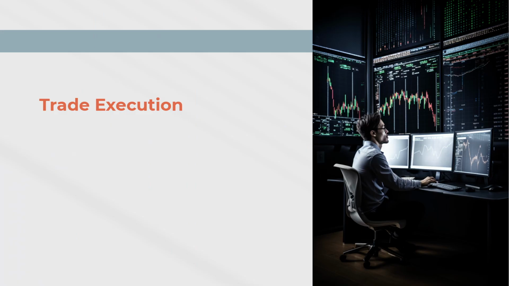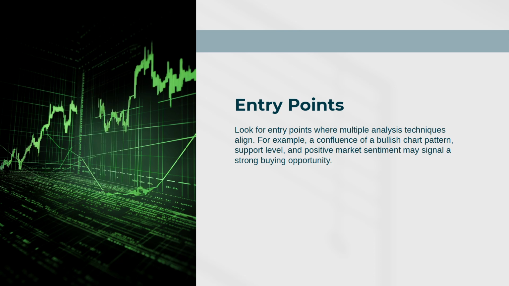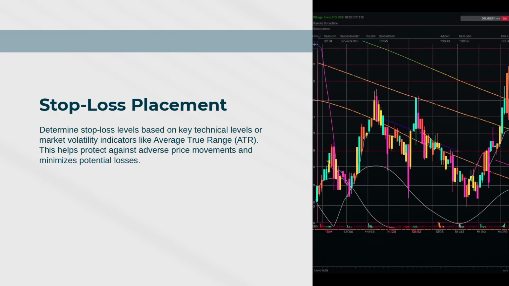Trade execution. Entry points. Look for entry points where multiple analysis techniques align. For example, a confluence of a bullish chart pattern, support level, and positive market sentiment may signal a strong buying opportunity. Stop-loss placement. Determine stop-loss levels based on key technical levels or market volatility indicators like average true range, ATR.